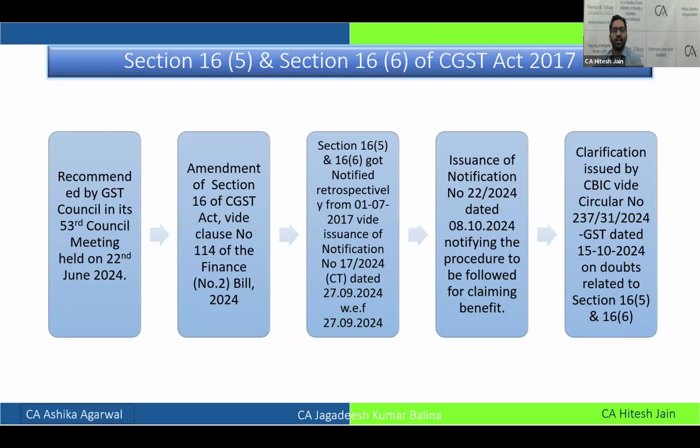Once this notification came into the picture, a lot of queries were raised by the trade regarding some clarifications which needed to be clarified at the department's end. Therefore, CBIC Circular number 237/31/2024 dated 15th October clarified the doubts which were prevailing in the minds of the trade.